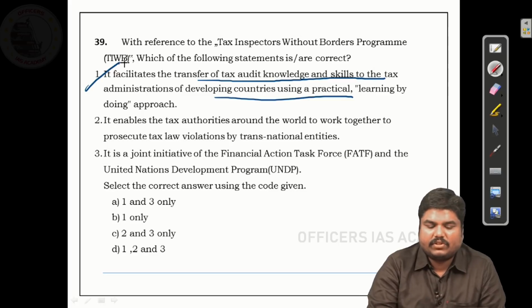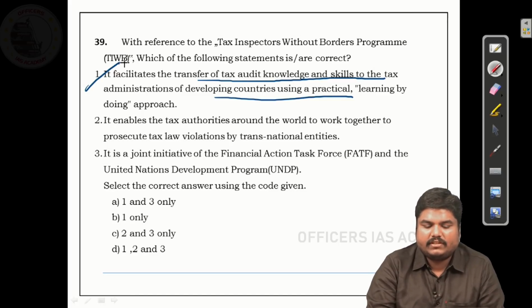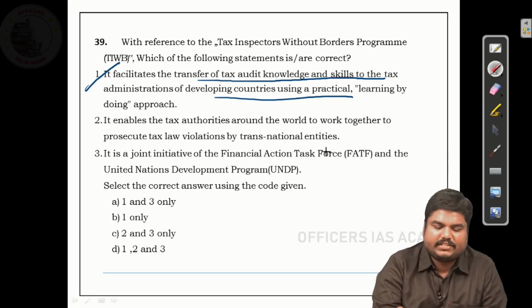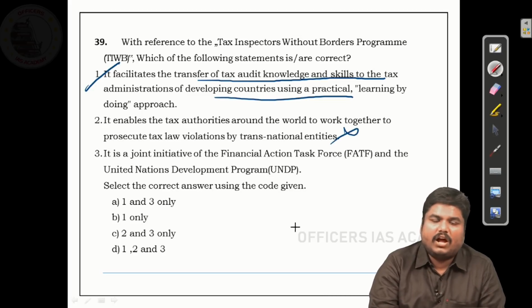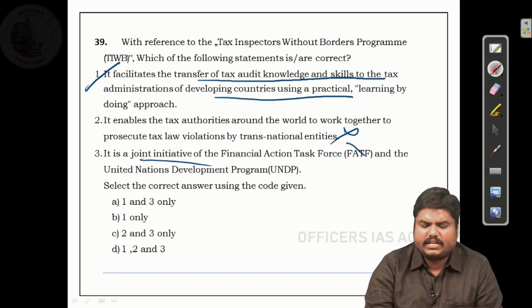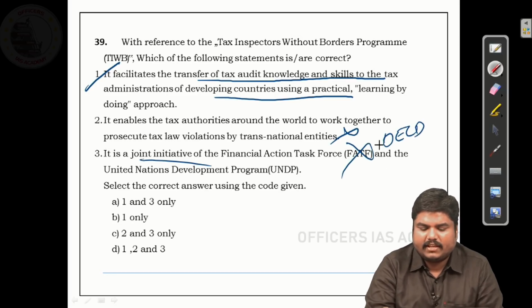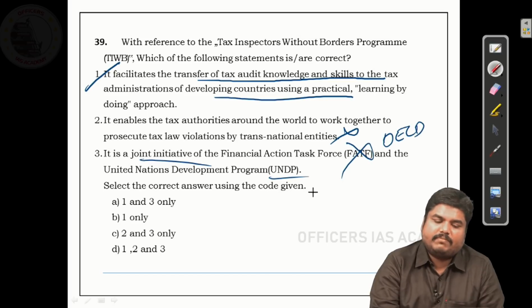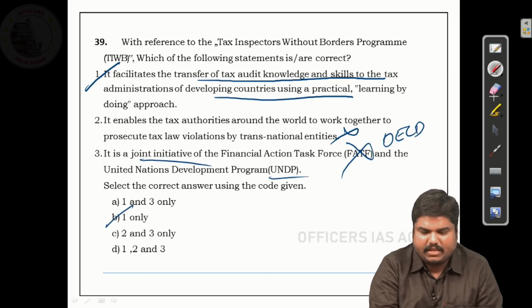It enables tax authorities around the world to work together to prosecute tax law violations by the transnational. That is a wrong statement. They do not have that much powers. It is a joint initiative of OECD and UNDP. So statement 3 is wrong, 2 is wrong, answer is B, 1 only.